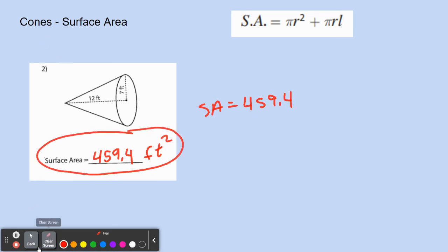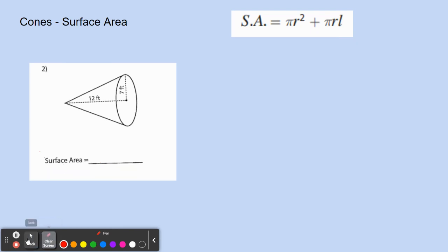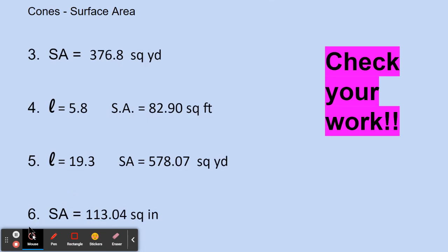Okay, you guys are going to try the next ones. Okay, now check your work. On 4 and 5, you had to do the Pythagorean theorem to find the slant height as well, so I included what you should have gotten for the slant height.